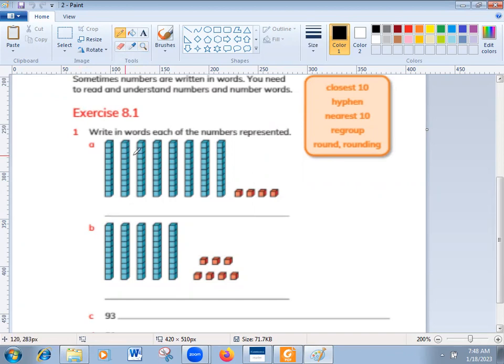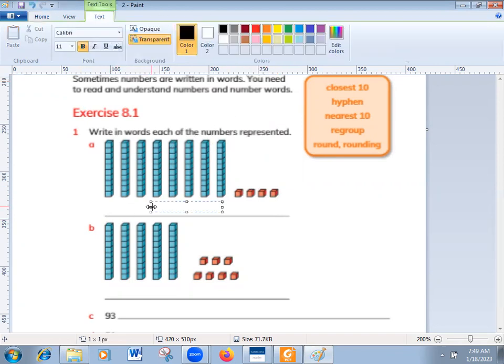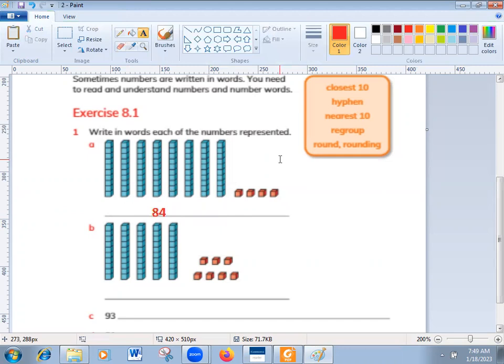10, 20, 30, 40, 50, 60, 70, 80. How many are the blue ones? 80. And the red ones? 1, 2, 3, 4. So let's write them. 84. It is 84.